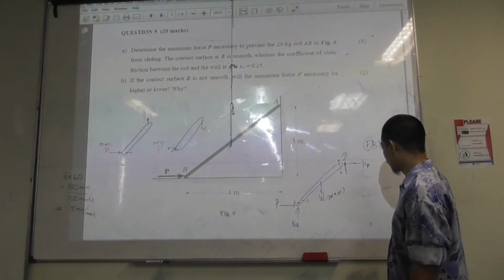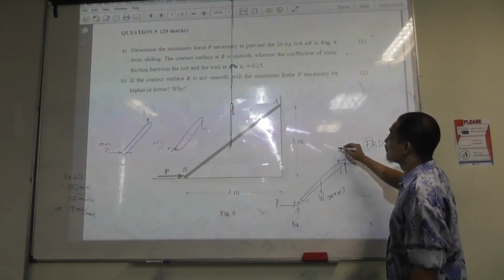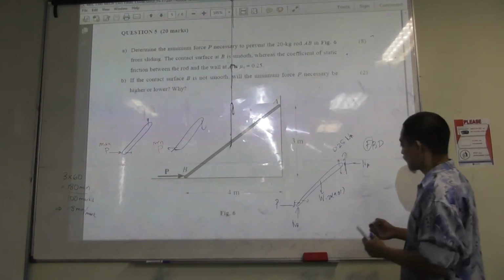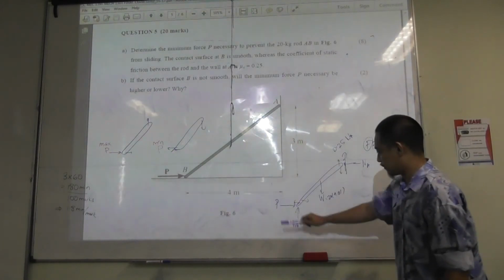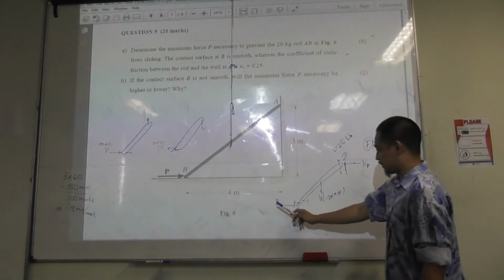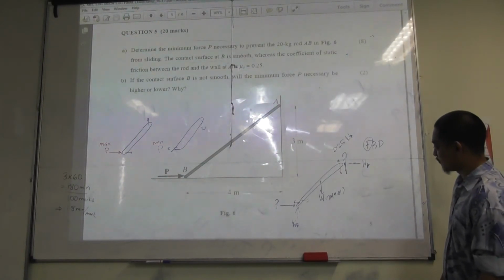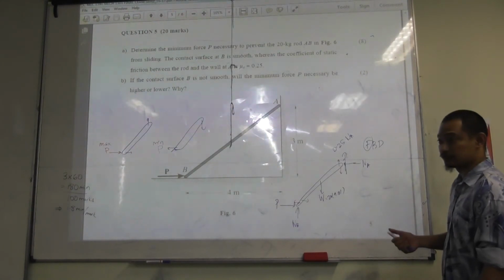How many unknowns are here? What is this one? Which is 0.25 and A, is it? So you have 1, 2, 3 unknowns. What we are interested in is P, right? How do you solve this? Is it necessarily three simultaneous equations, or is there an equation where you can solve for something?